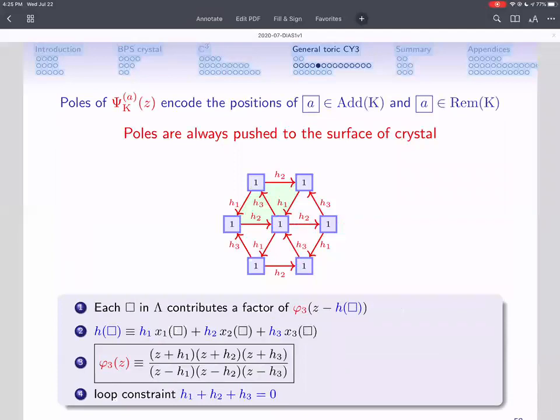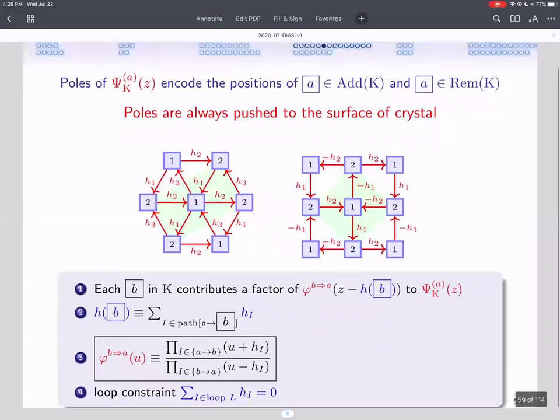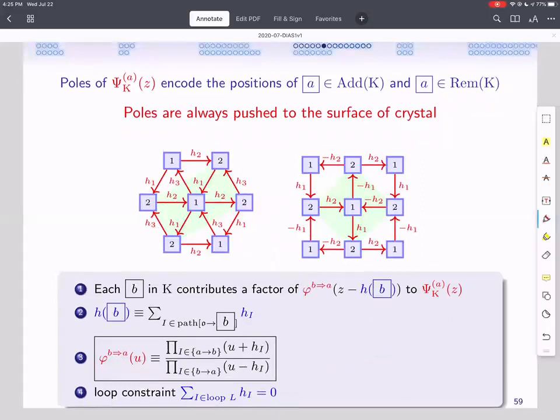This reminds you of the essential feature of the action of the affine Yangian of gl_1 on the plane partition. There, the essential feature is this phi function. You see that it has three factors upstairs and three factors downstairs. You can think of this as the charges of the three arrows pointing in and three arrows pointing out, and we needed this loop constraint. The natural generalization is that the contribution from B to A is given by this rational function.